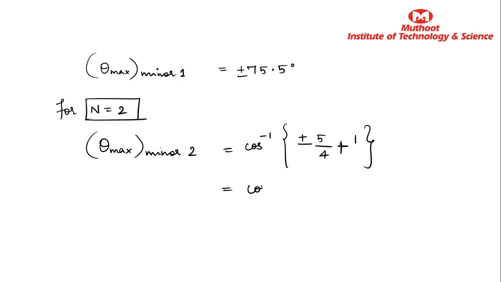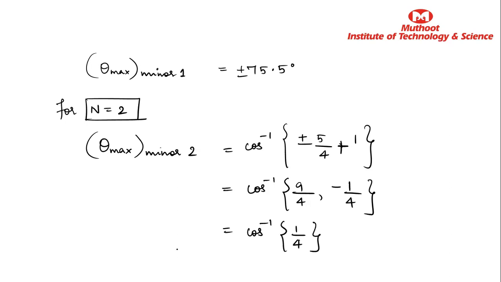So this will become cos inverse of, you will get again two values, 9 by 4 and minus 1 by 4. Again, 9 by 4 is not possible. So cos inverse of 1 by 4, right? So this angle of theta max for the second minor, that is minor 2, where is it going to come? It is coming at 104.5 degrees. So this is how we find out where the minor lobe is and what angle it should be.